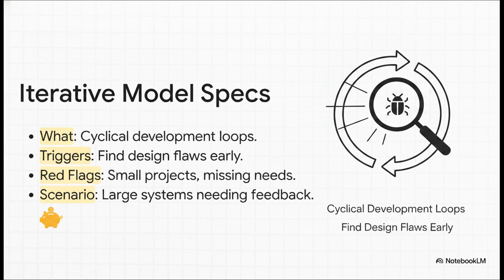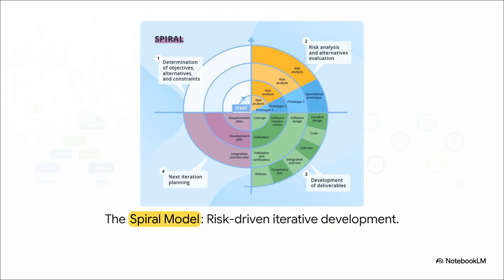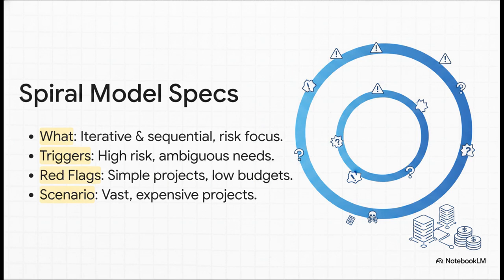And that brings us to the absolute heavy hitter of the bunch, the spiral model. Introduced by Barry Boehm, this incorporates iterative loops with those linear sequential phases we talked about, but it places a massive, undeniable emphasis on one specific thing: continuous risk analysis. You deploy Spiral when you are looking at a massive, incredibly expensive project where you're just drowning in uncertainty. High risk, highly ambiguous requirements, this is your choice.